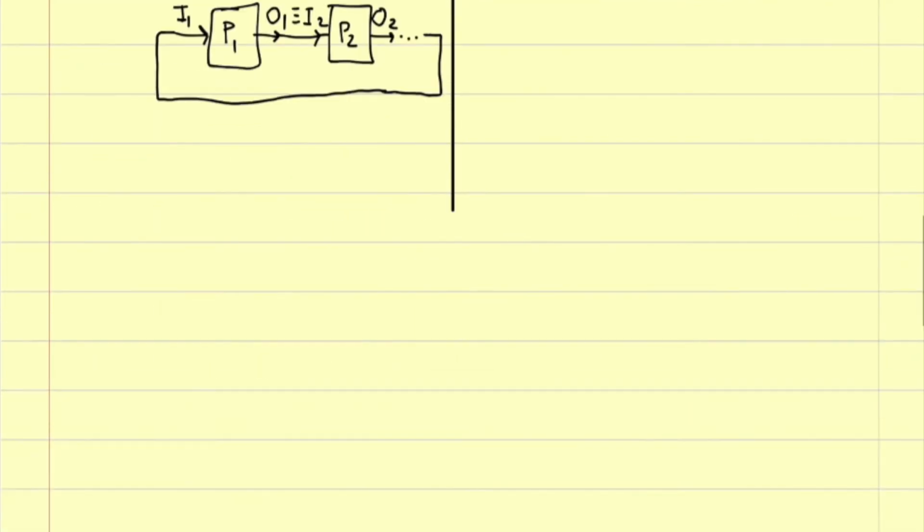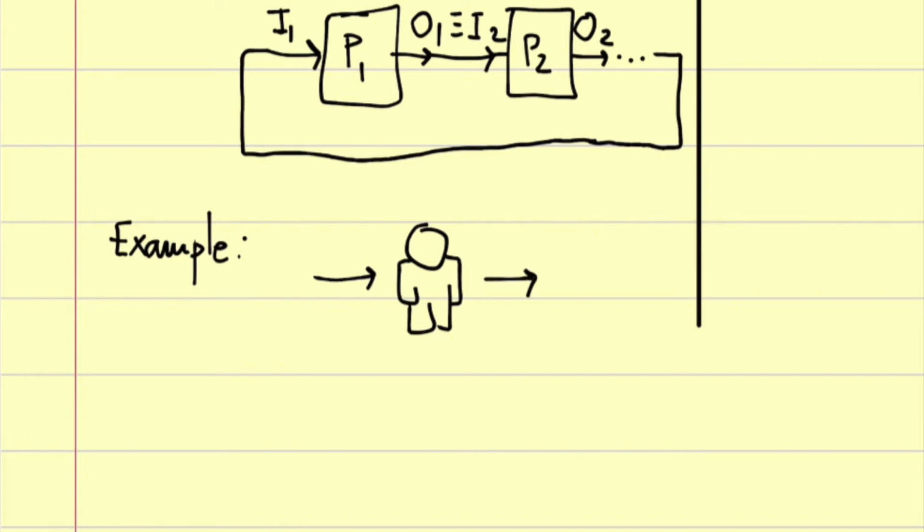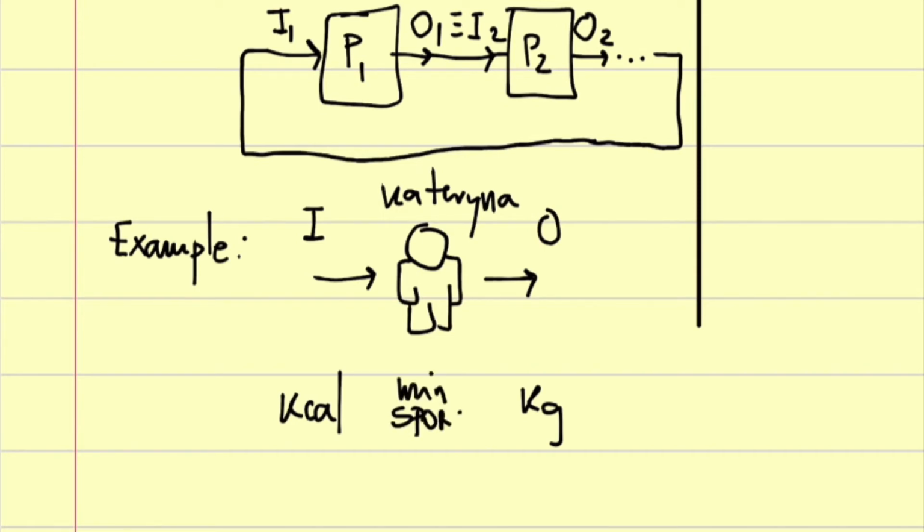One good example to think about a process is if you take yourself, you are yourself a process of nature. Let's say, let me get here the first name, Katarina. Katarina wants to lose some weight. So we look at her as a process. Katarina, which is a process, has an input, whatever she eats, and an output, the kilograms she weighs every day. We can measure the input by the way she eats, so the kilocalories, and we can measure the process Katarina by measuring the number of minutes of sport that she performs every day.